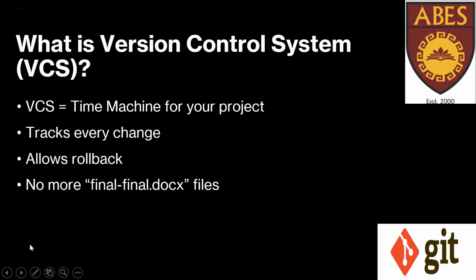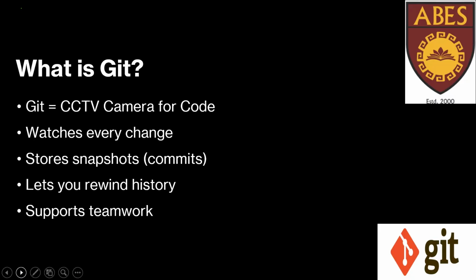So, the solution to all the problems is version control system. A version control system is a tool that records changes to files over time so that you can recall specific versions later. Meaning if you are currently on version 2, you can easily move to your previous version, that is version 1. So you don't have to create multiple files like final.docx as in the previous example.